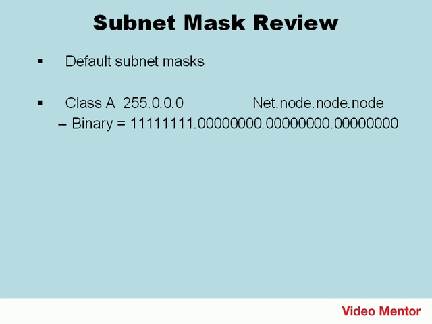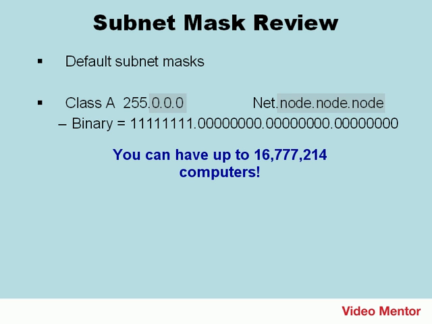Alright, moving along, before we delve into subnetting, let's do some subnet mask review, namely default subnet masks. The Class A default is 255.0.0.0, and this tells us that the first octet of the IP address is the network portion, and the other three octets are the node or host portion.